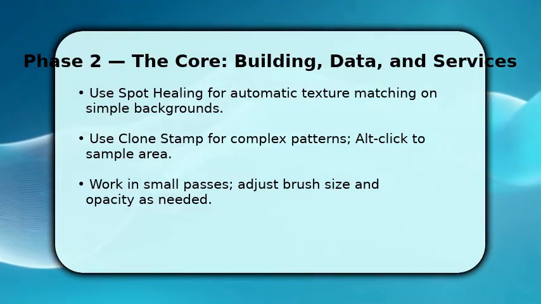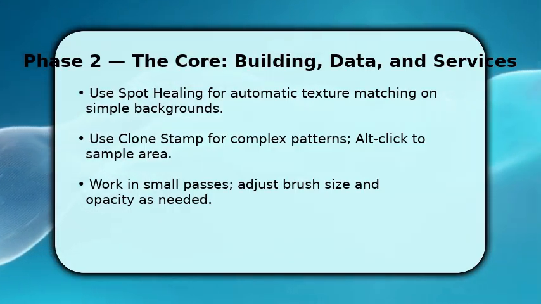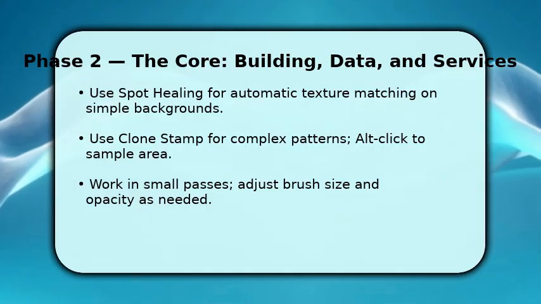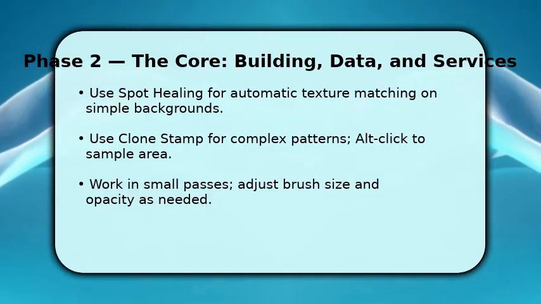Alt-click to sample a clean area, then paint over text so texture and grain match. Work in short strokes, frequently resample, and vary brush size to avoid repeating patterns. Make sure to toggle the layer visibility to compare results. You can use history or a layer mask to refine.